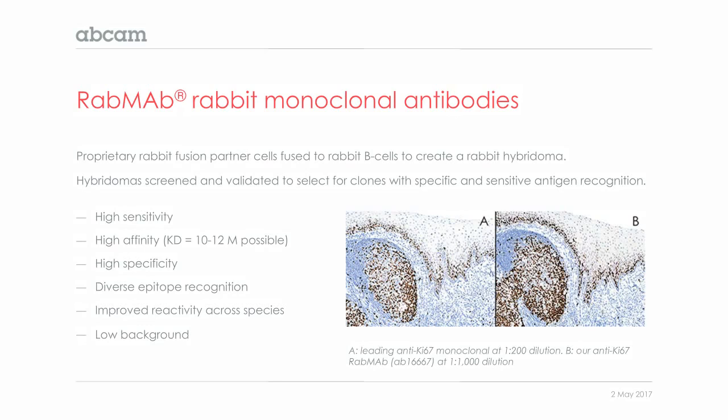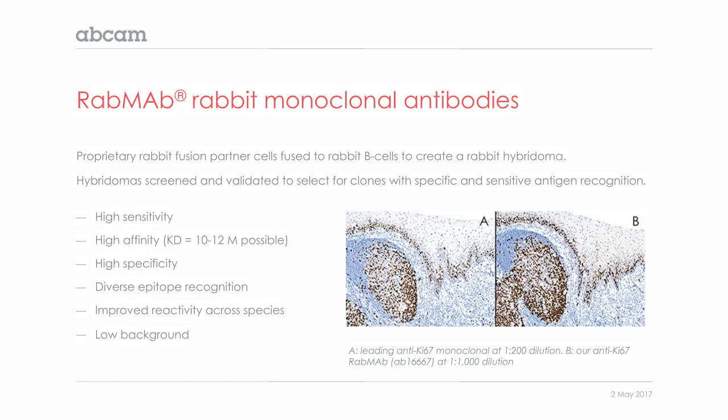On average, we've seen that rabbit monoclonal antibodies have 10 to 100 times higher affinity for a target antigen than mouse monoclonal antibodies. Rabbit antibodies are also better at distinguishing subtle differences, such as epitope variations like modifications, mutations, and conformational changes due to the larger and more diverse B cell repertoire. RabMab antibodies also combine the best properties of monoclonals with the most desirable attributes of rabbit polyclonal antibodies.